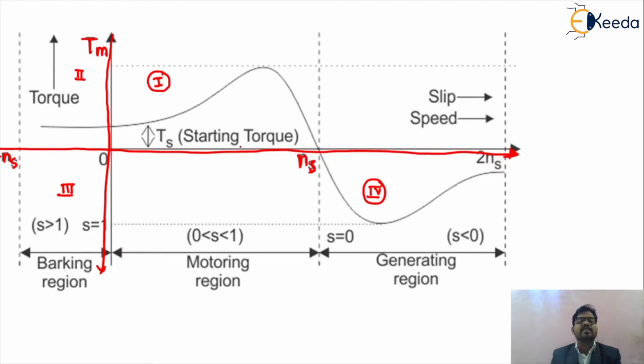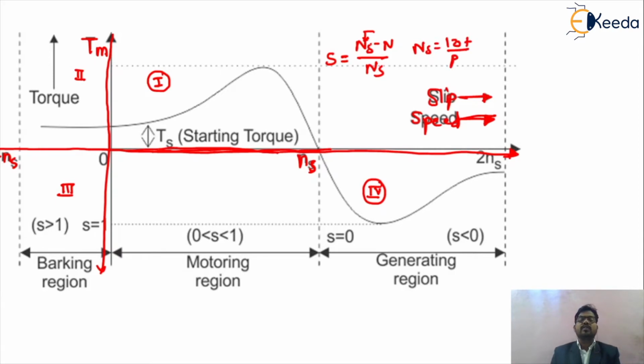So friends, in concern with the torque speed relationship of your induction motor, we have the basic concept. Now we can consider only speed, because slip is another very important term in concern with your induction motor. So what is the value of slip? We have derived that slip is equal to (ns minus n) upon ns. What do you mean by ns? It is the value of your synchronous speed. So ns is equal to 120f upon p.